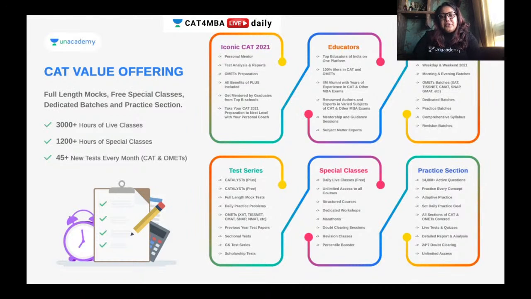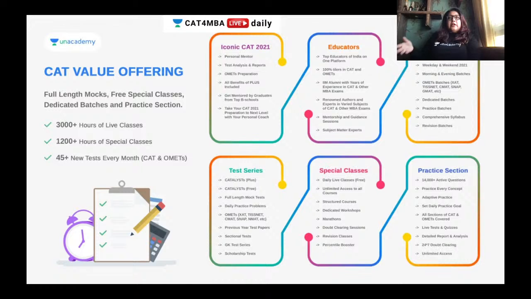We have patches which you wear your name and you have it. We have a foundation batch which is for people who are just getting into the idea of whether you want to give an examination for higher education or not. There's a weekday batch, a weekend batch, a morning batch, an evening batch. There are also special batches for other management exams as well.